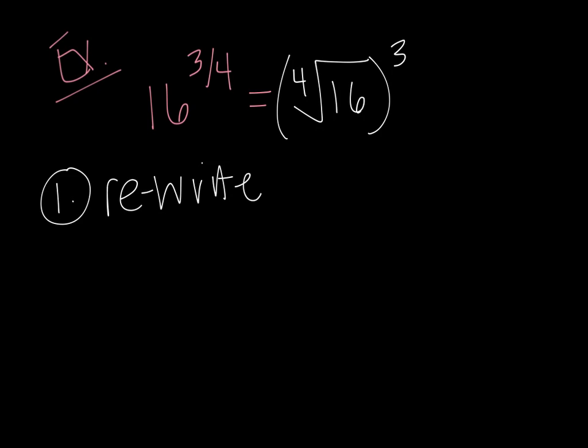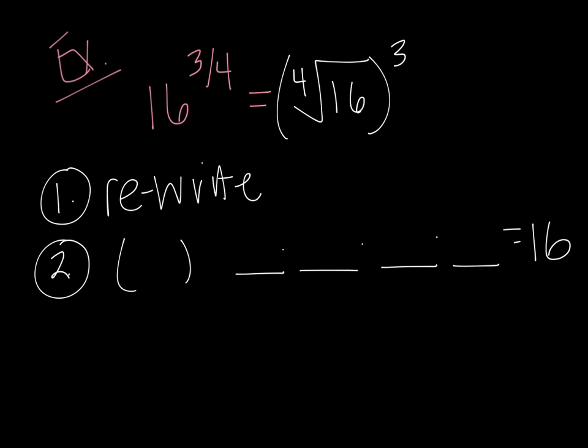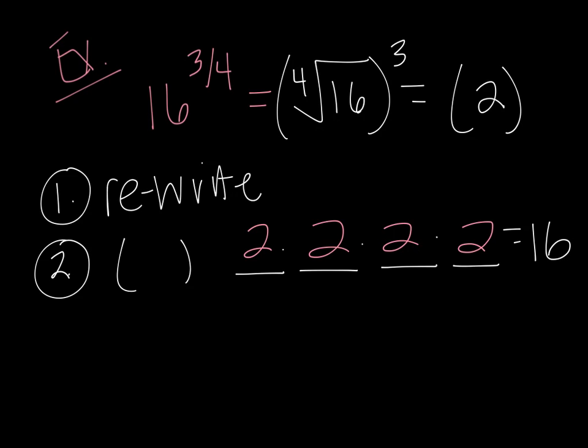Good. So now I have to evaluate the fourth root of 16, which means something multiplied by itself 4 times gives me 16. Good, so we're going to start inside the parentheses. We're going to do that. Fourth root of 16. So something times itself 4 times gives us 16. And what is that something that gets multiplied by itself 4 times? 2. Good, so now we figured out what goes on the inside. We know the inside, the fourth root of 16 is actually 2.